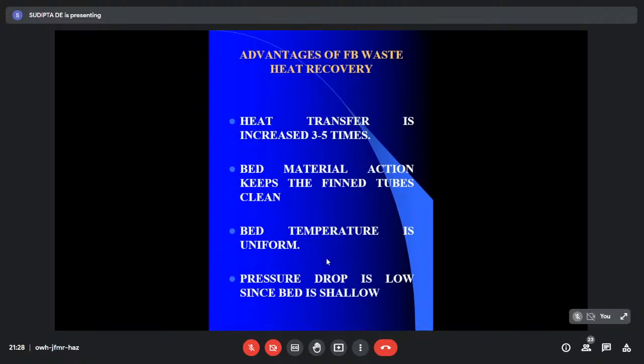Then the pressure drop is low since the bed is shallow. In fact, for the airflow through these solid particles, there is a pressure drop of the air too. But if the bed depth is low, then automatically the pressure drop will also be very low. So generally for heat transfer purposes, this bed is specifically maintained at a shallow depth, not having the bed expanded.